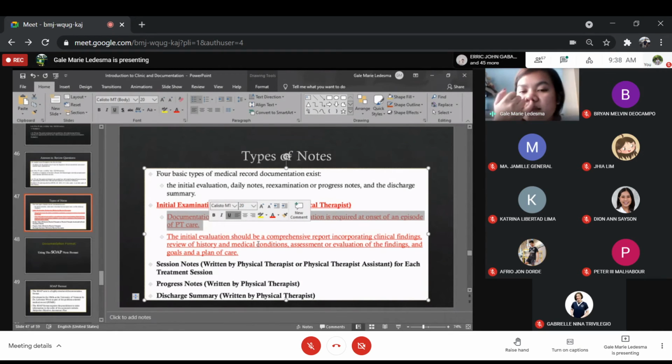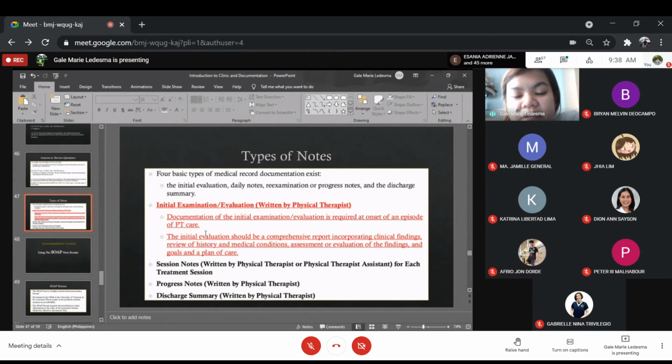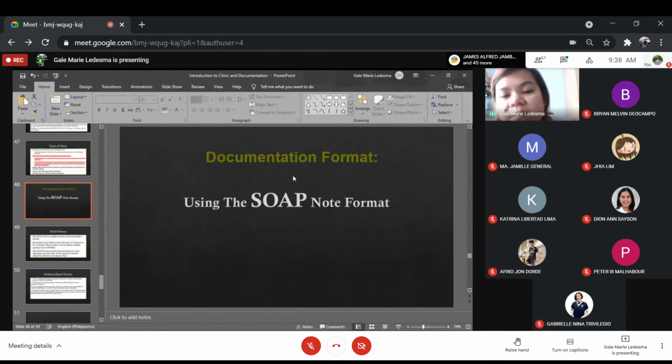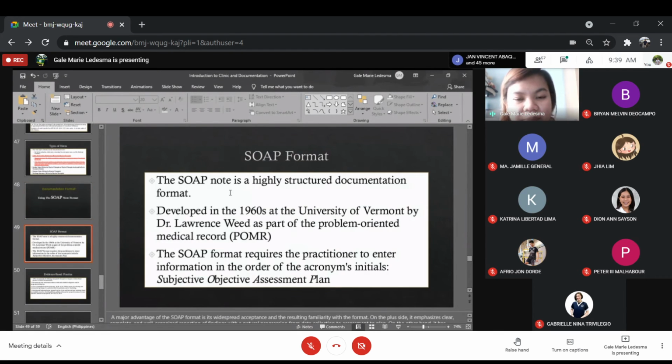Ano pa na da? So those different types of notes, aside from the initial evaluation. So the initial evaluation should be a comprehensive report incorporating clinical findings, review of history and medical conditions, assessment or evaluation of the findings and goals, and plan of care. Okay, so let's proceed to the documentation format. So I have already presented man to you the documentation format, right? Okay, so the SOAP note, highly structured siyang documentation format. So as you can see earlier, nakita nyo naman kanina kung ano siya ka, highly structured.